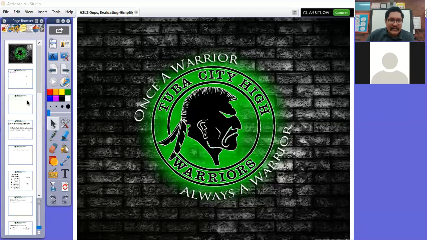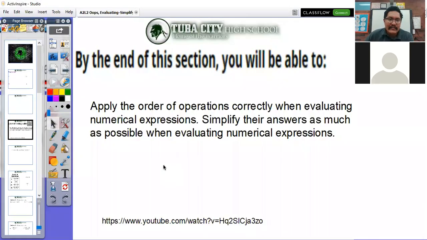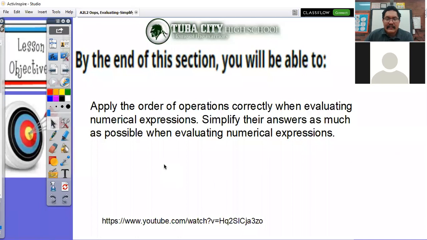So let's get started with what we're going to be doing today, and that is to apply the order of operations when evaluating numerical expressions. Don't be confused. Just because something has math stuff on it doesn't mean that it is an equation. That's the common misconception that I always get, people calling everything an equation when it doesn't have an equal sign. If it doesn't have an equal sign, it's an expression. And simplify answers as much as possible when evaluating numerical expressions. So those are the two things.